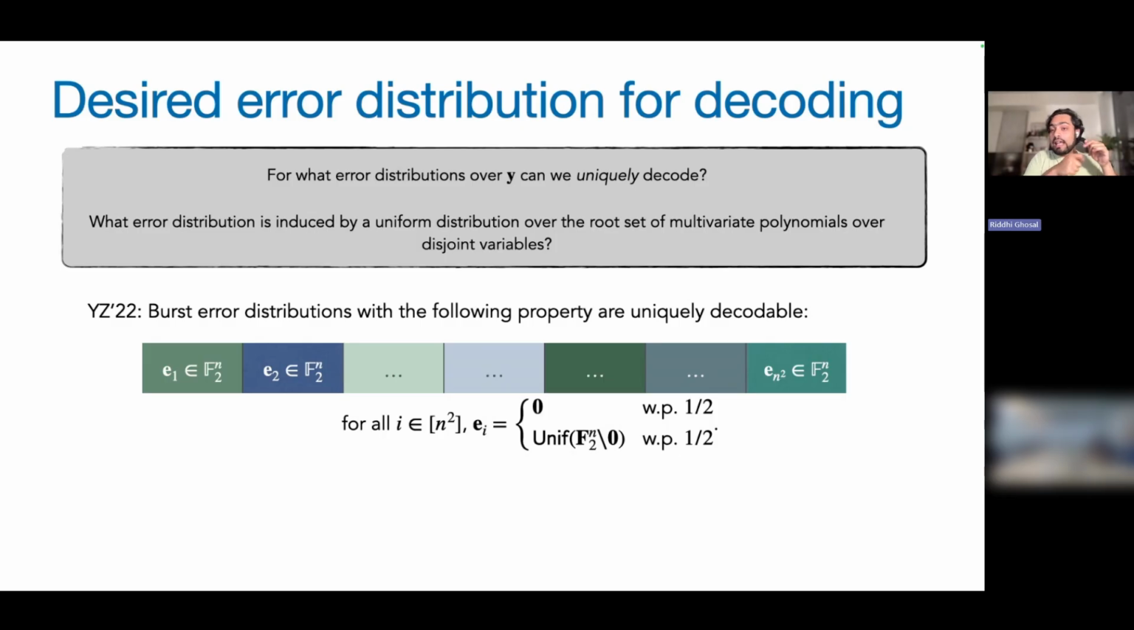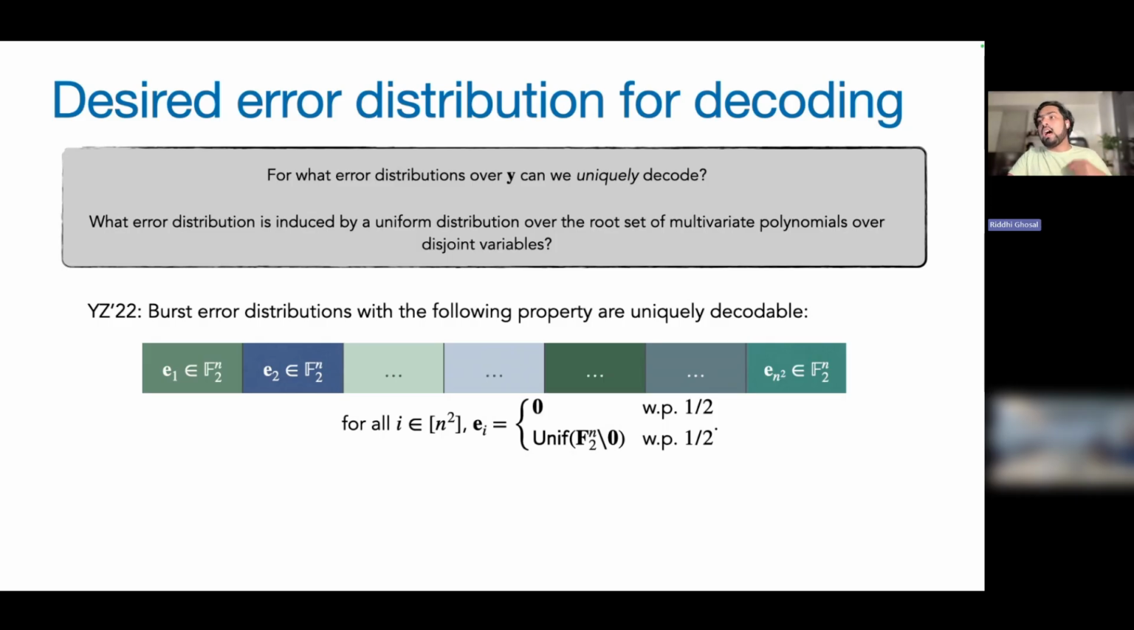So the weight at everything else was like 1 over 2 to the n minus 1, uniform over everything else. So basically negligible weight over everything else, and exactly half at zero. So this was the distribution induced by random oracles. And Yamakawa-Zhandry showed that if this is the error distribution, then you can use it to decode Reed-Solomon codes.